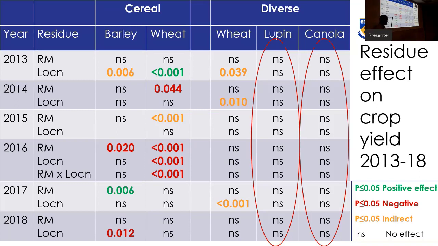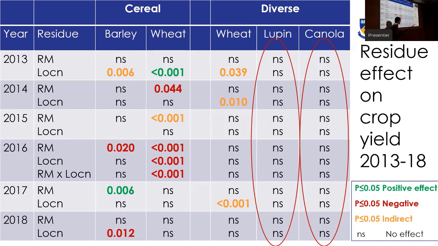I'm not sure why that would be, but we do see these other impacts here where barley and wheat in the cereal rotation were affected. Now sometimes with the green ones, it's a positive impact. So there and there, more residue has given us higher yield. That's great, we love that. There are times where more residue has given us lower yield. That's not so good. We need to know what's going on there and how to manage it.